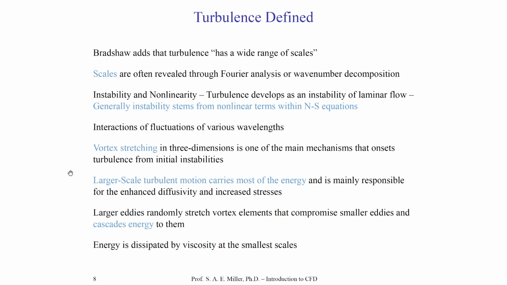Now, the largest eddies will randomly stretch vortex elements, and by randomly I mean in a scientific sense, that it is predictable scientifically, and that they will compromise smaller eddies, which leads to a cascade. So what this means is that the largest scales of turbulence will slowly break down into smaller scales, and those smaller scales will break down into smaller scales yet. And at every breakdown, the energy is transferred down the cascade. This is what we call the cascade of turbulence.